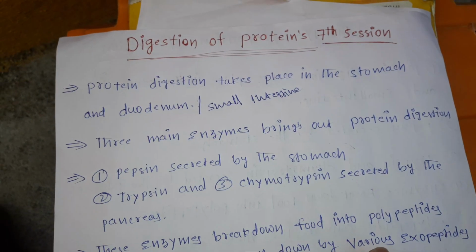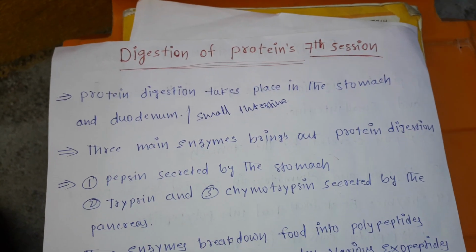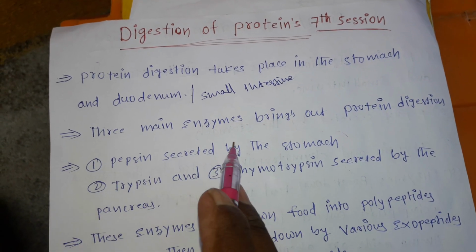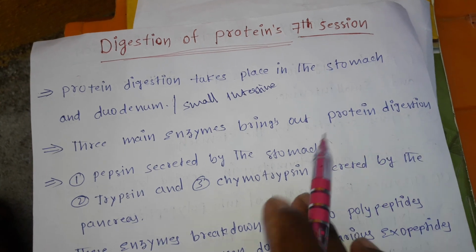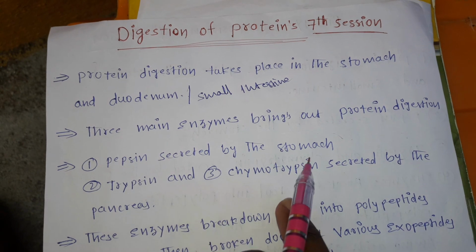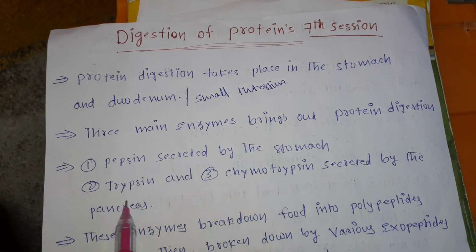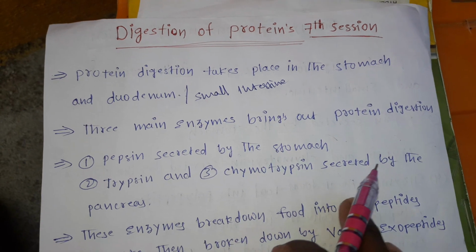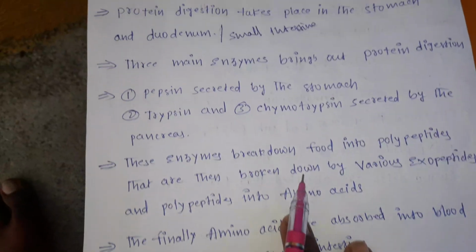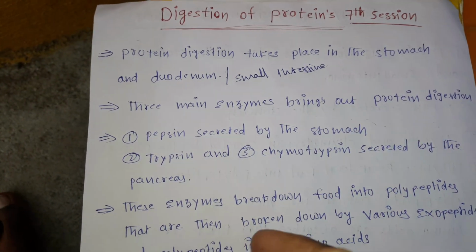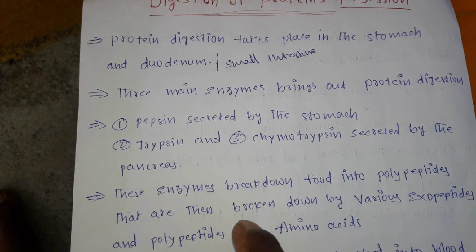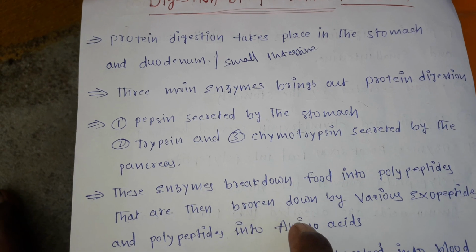We have to keep in mind that protein digestion takes place in the stomach and small intestine. Three main enzymes bring about protein digestion, so we have to remember these three enzyme names. Pepsin is secreted by the stomach. Trypsin and chymotrypsin are secreted by the pancreas. I have told you now in the flow chart: only three enzymes and two parts, the stomach and small intestine. Pepsin, chymotrypsin and trypsin, three enzymes.